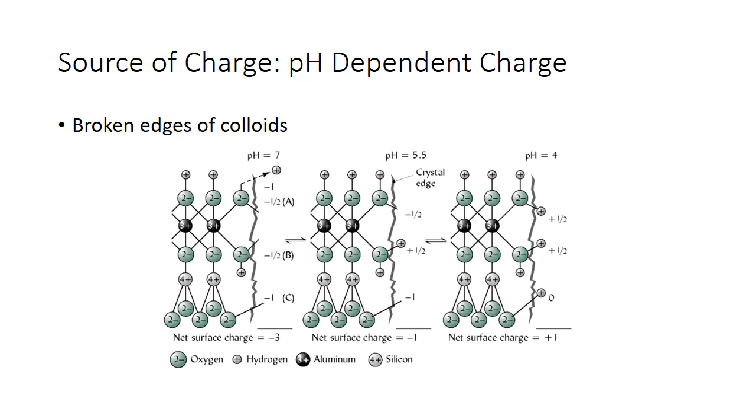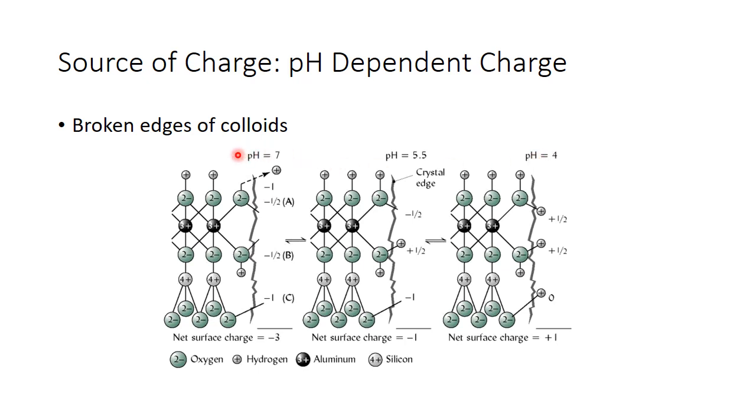Now, another source of charge that is pH dependent occurs at the broken edges of colloids. What you're seeing in this figure is kaolinite, a 1-to-1 clay. Here we have our tetrahedral layer at the bottom, the octahedral layer at the top, and then the very edge of a clay mineral where it's been broken off. Depending on the pH, we actually get a difference in charge. So let's start with pH 7.